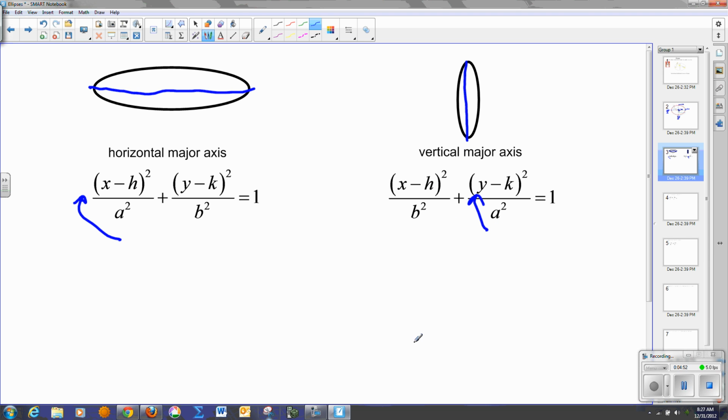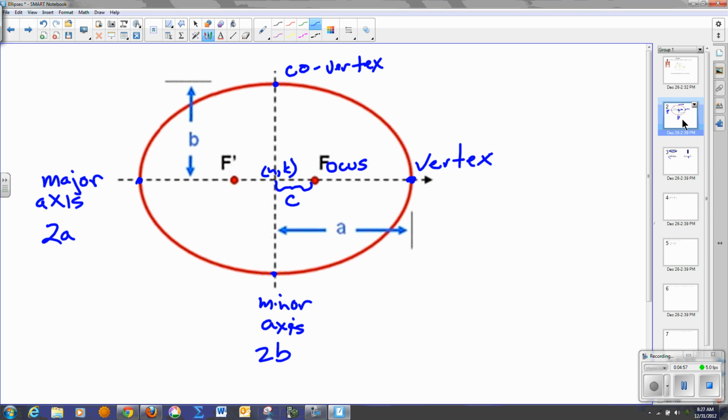Now, there's a relationship that also exists between a, b, and c. It turns out that for all ellipses, a squared is equal to b squared plus c squared. In other words, there's a Pythagorean relationship here, where this is a squared, and it creates a nice right triangle.